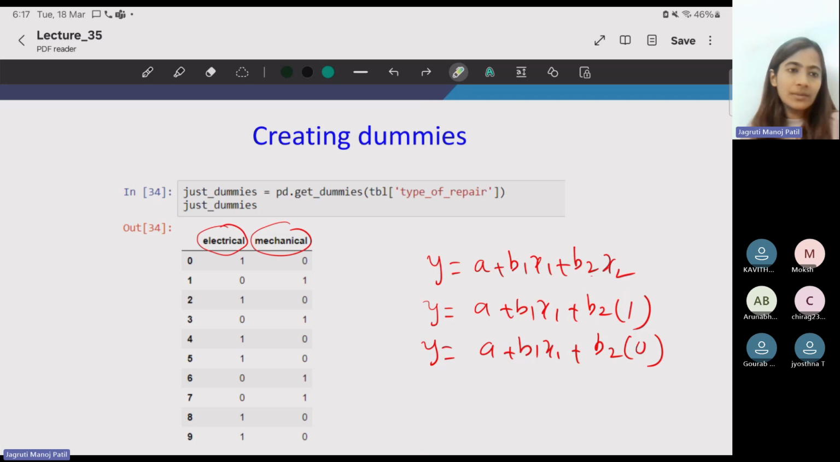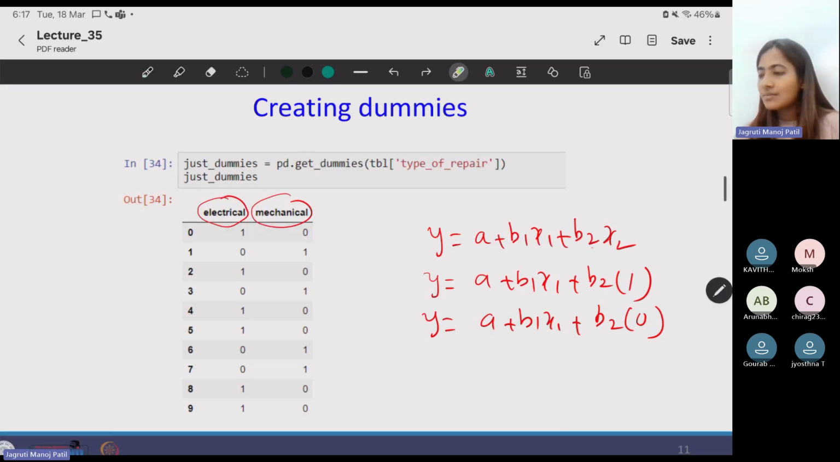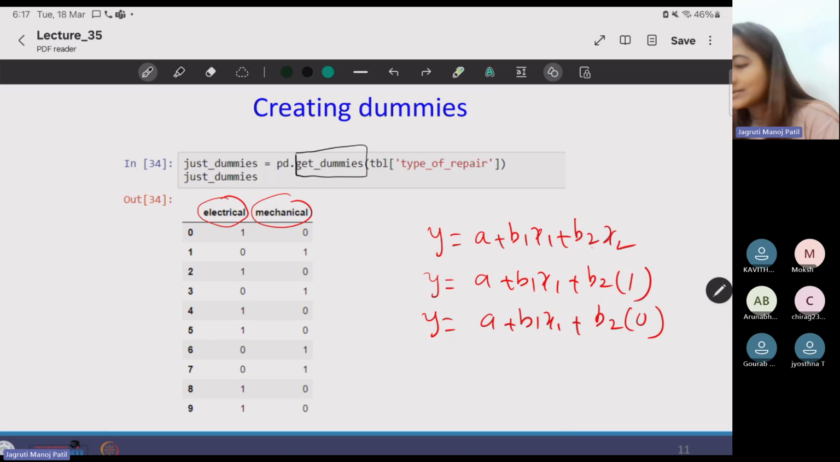So what we do is, we'll make some dummies here for the variables that we have. The function for the same is pd.get_dummies, as simple as that. So you need to add some dummies. The function is pd.get_dummies. That dummy would be the type of repair, which was electrical and mechanical. So you add this.